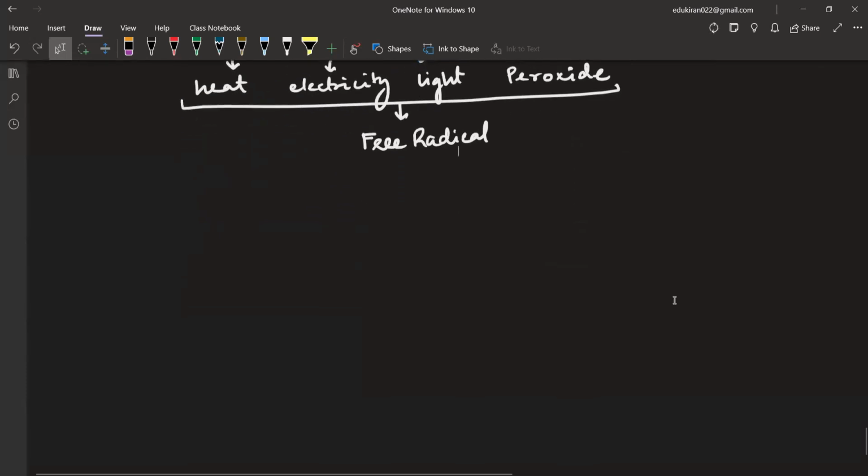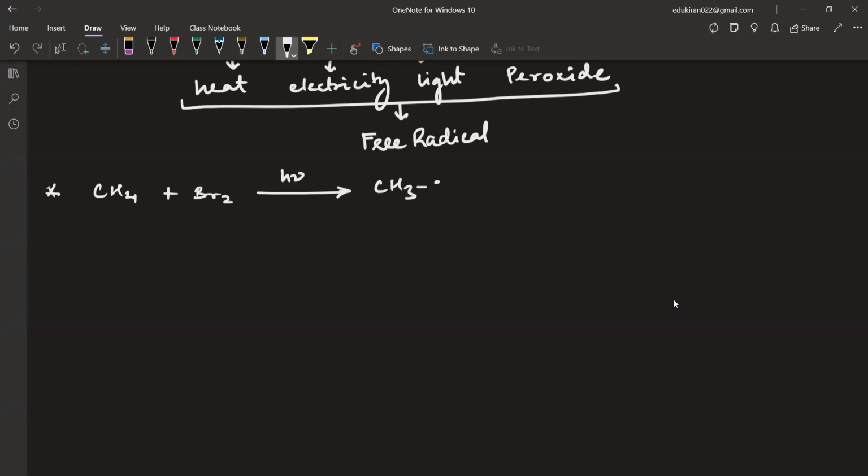I'll start with a simple case where we have CH4, that's methane, and I am treating this with Br2, let us say in the presence of sunlight or UV light. So I will write it as h nu. h nu means energy. Whenever h nu is written, you will consider this as light. Now it is going to give me CH3Br, plus you will be getting HBr.